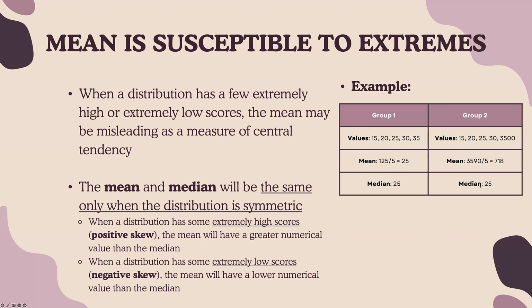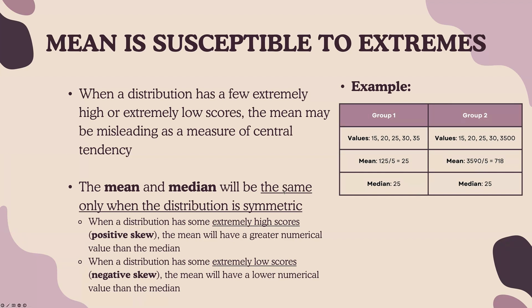The median is still 25, right? Because it's the middlemost value. But the mean is now all of that summed together, which is not 125. It's 3,590 divided by 5, which is 718. So we see by just throwing in one value that's extremely high, it pulled that mean way up.